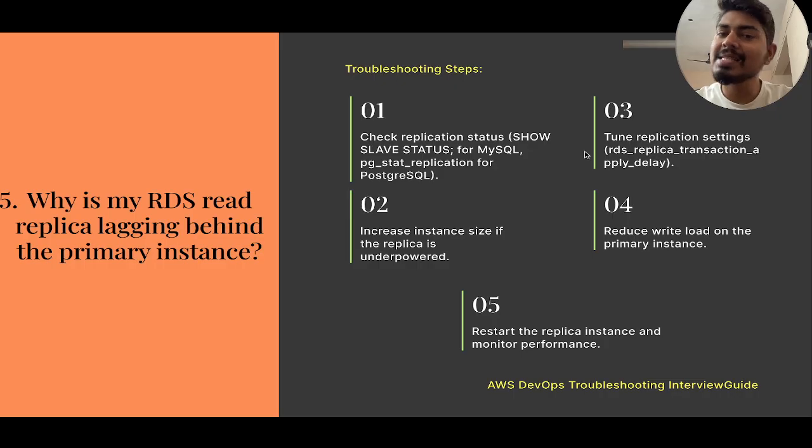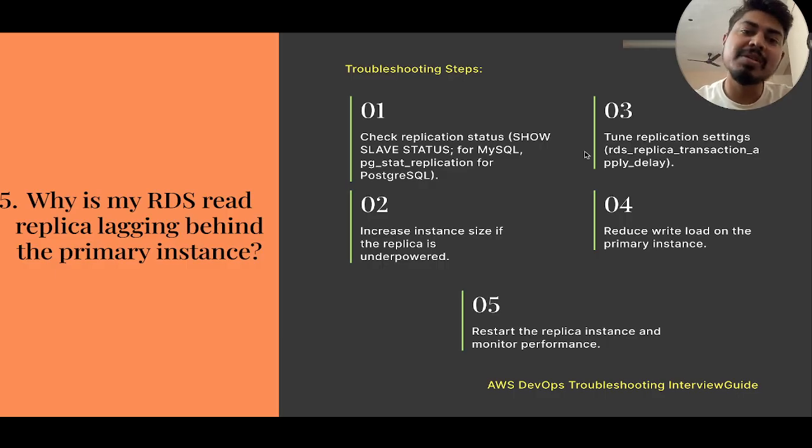Second, increase the instance size if the replica is underpowered. Third one, tune the replication settings, the RDS replication transactions apply delay parameter. One parameter is there, just tune it. Fourth one, reduce the write load on your primary instance.